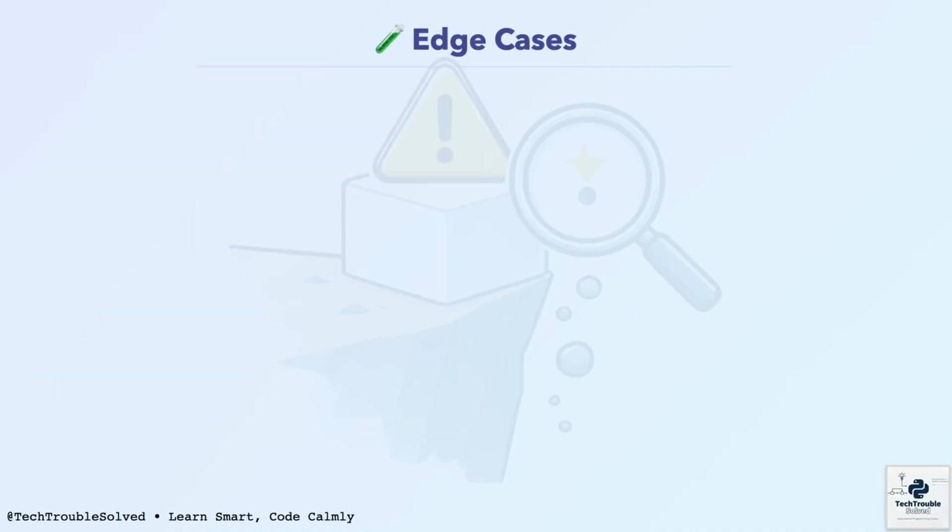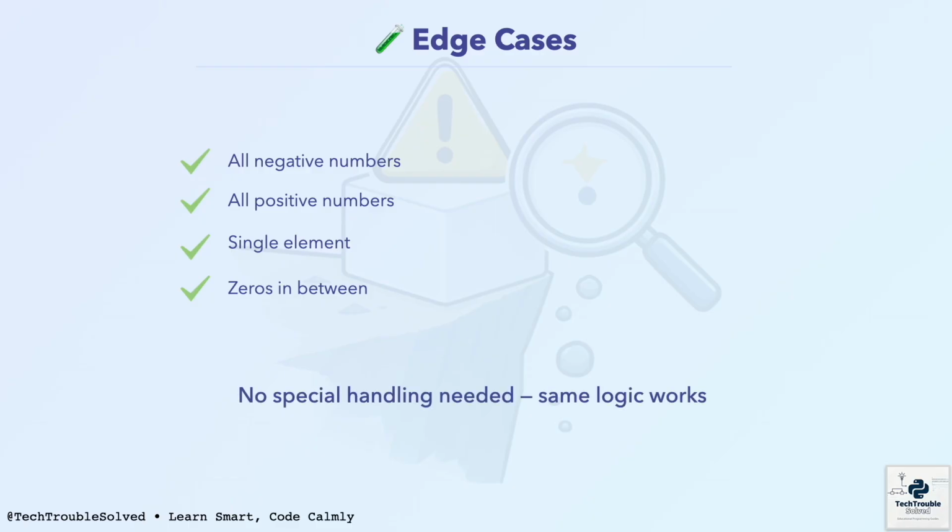Let's quickly check edge cases. If all numbers are negative, the same logic still works. If all numbers are positive, the array stays in order. If there is only one element, we square it and we are done. Zeros in between also don't change anything. No special handling is required.